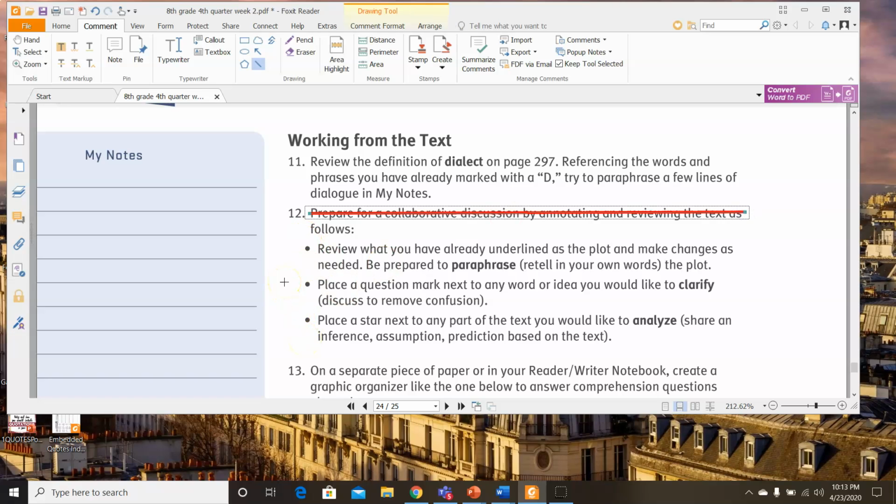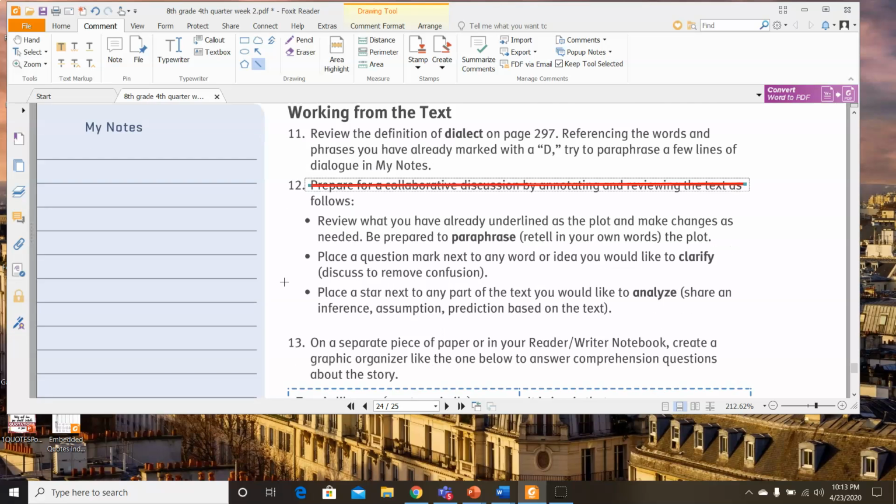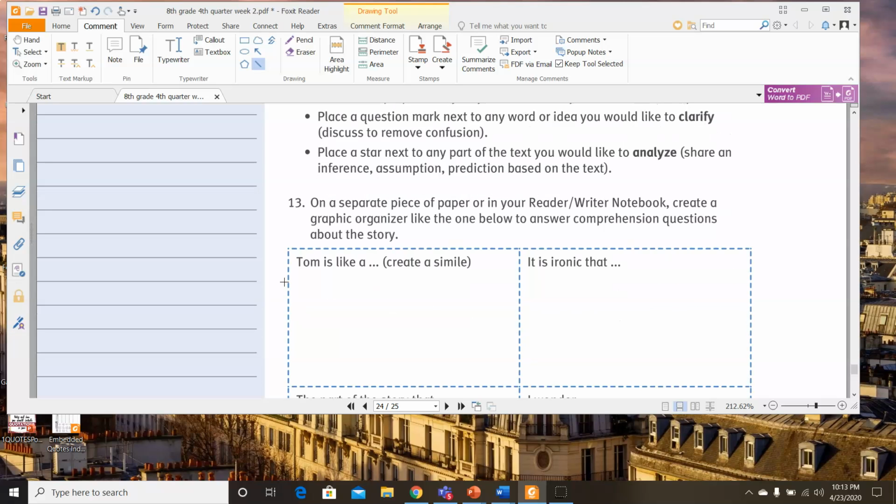One is review what you've already underlined as the plot and make changes as needed in order to paraphrase the plot. Place a question mark next to any word or idea you would like to clarify, so discuss to remove confusion. And place a star next to any part of the text you would like to analyze, which means to share an inference, assumption, or prediction based on the text.